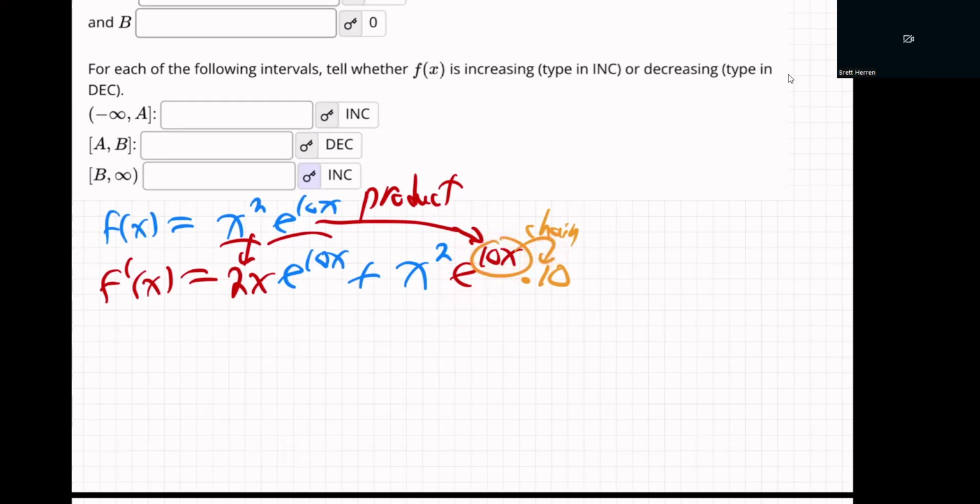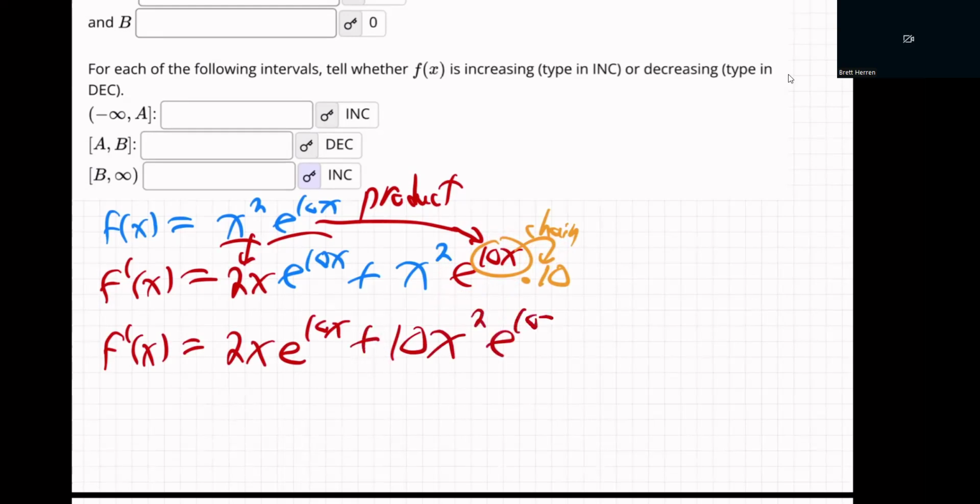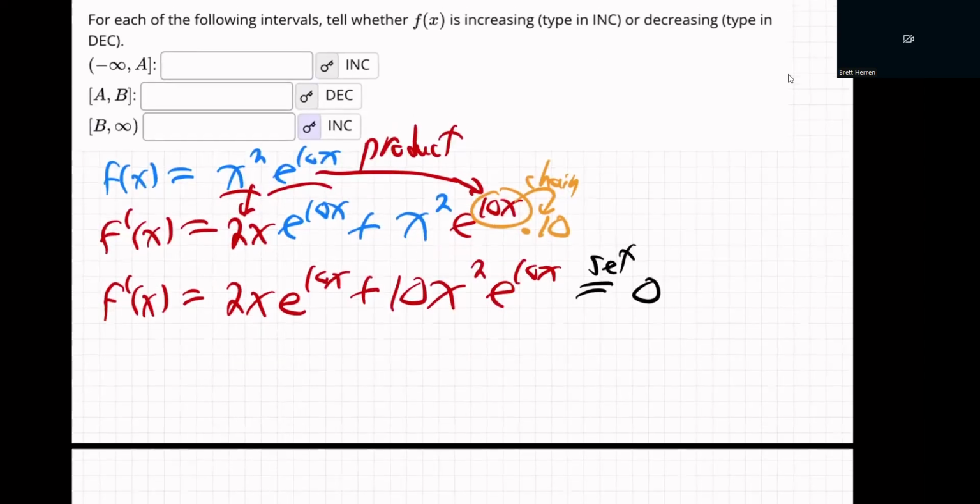Let me clean that up a little bit. So that's 2x e to the 10x plus, I'll stick the 10 in the front, 10x squared e to the 10x. There we go. That's the derivative. Now we have to set it equal to zero because we have to find the critical values.